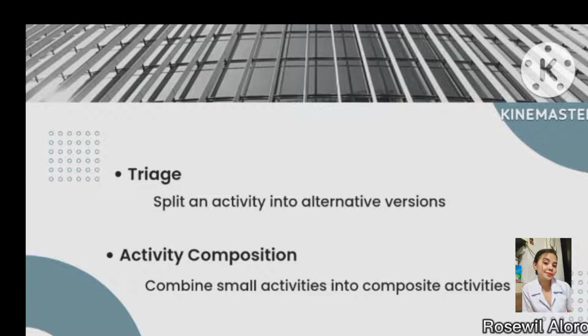Triage is to split an activity into alternative versions. This heuristic suggests aligning the characteristics of cases with capabilities of resources to increase quality. An alternative is to subdivide activities into subcategories. For example, a special cash desk may be set up for customers with an expected low processing time.